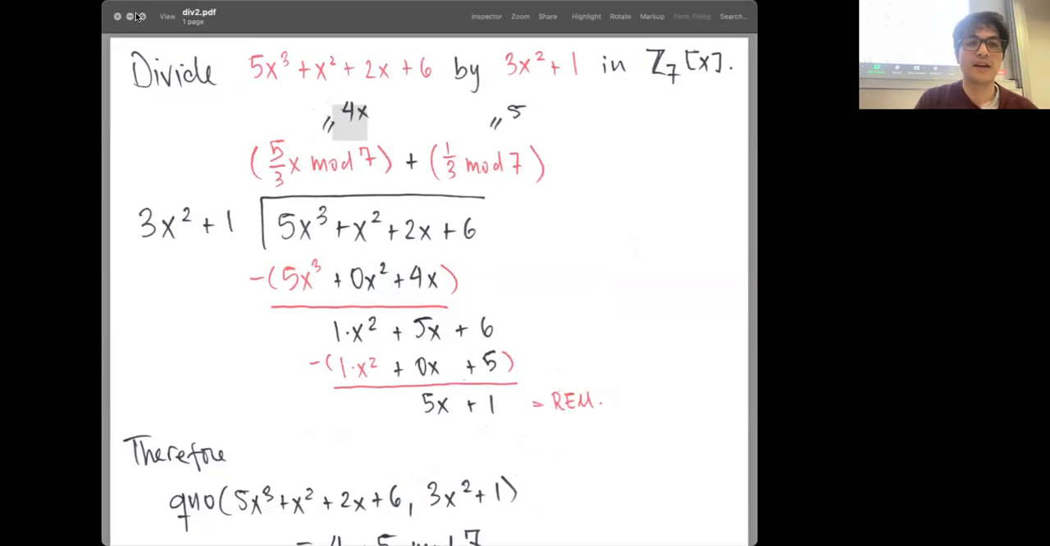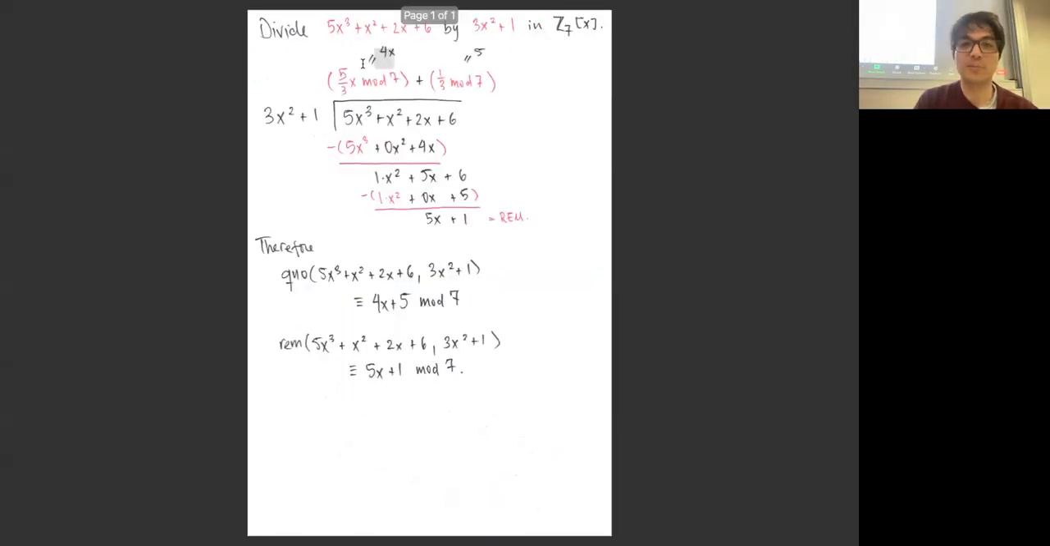This one. Okay, so now let's divide 5x cubed plus x squared plus 2x plus 6 by 3x squared plus 1. It's a little bit more tricky. Okay, so what do I multiply 3x squared by to eliminate 5x cubed? I know what it needs to be. It's 5/3 x mod 7. But what is 5/3 mod 7?